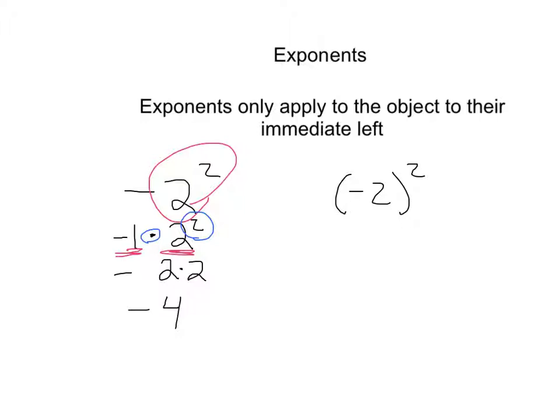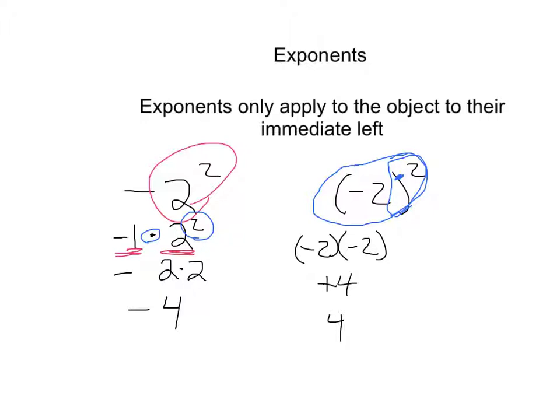And over here on the right, the thing just to the left of the exponent is this parentheses. So in other words, the squared is for the entire parentheses, because it's the object immediately to its left. Okay, so in this case, you have the entire parentheses, negative 2, times the entire parentheses, negative 2, which is positive 4, or just 4. Okay, so two different answers: negative 4 over here, positive 4 over here.